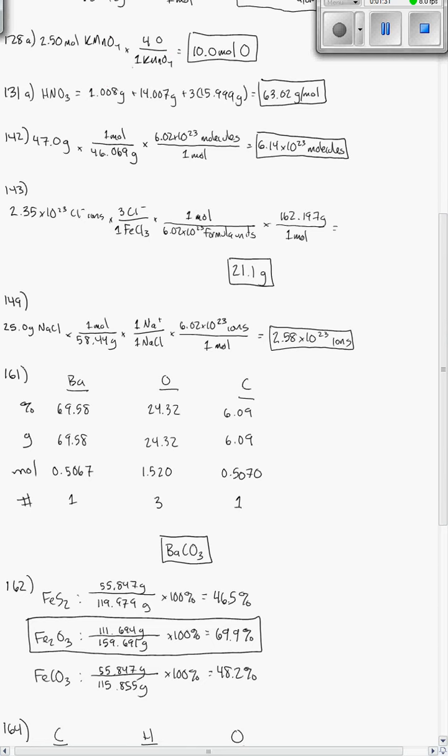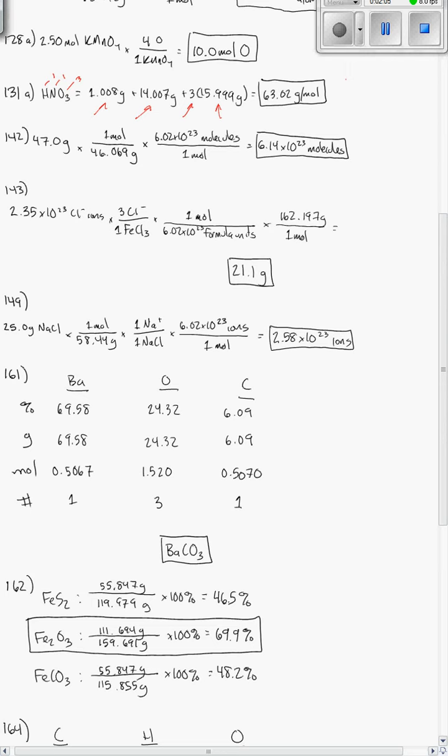So for HNO3, which is nitric acid, we know that there is 1 hydrogen, there is 1 nitrogen, and there are 3 oxygens. To determine the molar mass of this, we add up the molar mass of our 1 hydrogen, that's 1.008 grams, our 1 nitrogen, 14.007 grams, and our 3 oxygens. So we multiply our molar mass of 1 oxygen by 3. Adding all these together gets us our overall molar mass for nitric acid, which is 63.02 grams per mole.